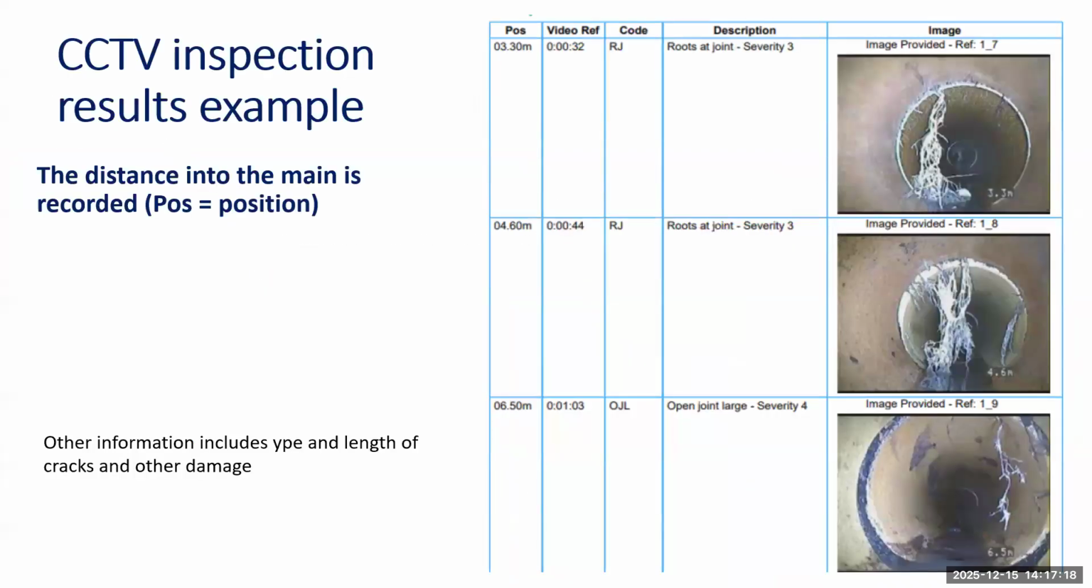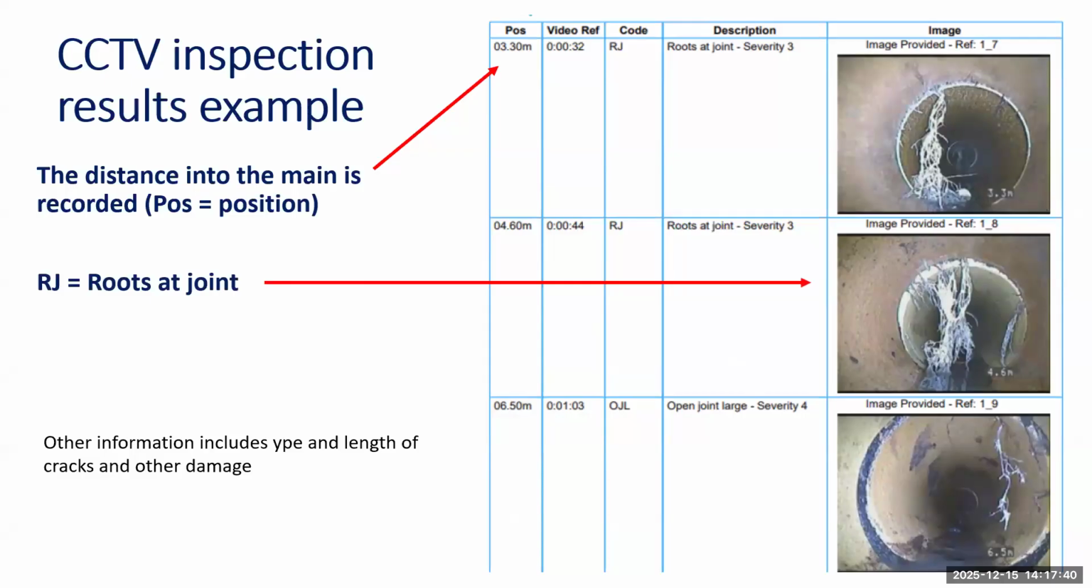Here's some examples of how the results might be coded. You see there's some codes here. There's RJ, and OJL. What do those mean? This one here, RJ at 3.3 meters into the main. It was roots at the joint. And another roots at the joint. And an open large joint. The joint is actually open, which would allow infiltration to come in. And you notice it tells how far into the main, the position. And the information will also include how big a crack is.